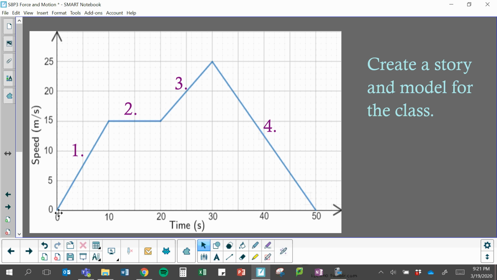So here we're stopped. We get faster and faster, and now we're maybe jogging. We get faster and faster, and then we start slowing down and then we stop. So this is the story of what's happening in this graph.